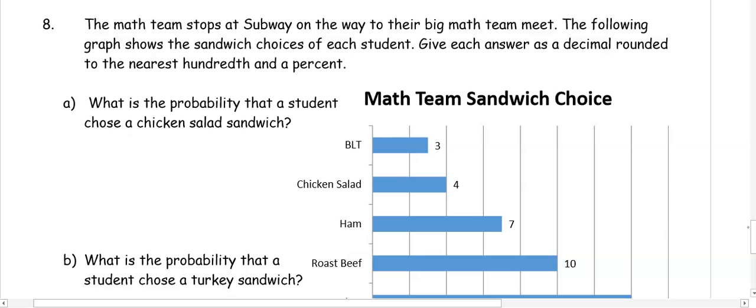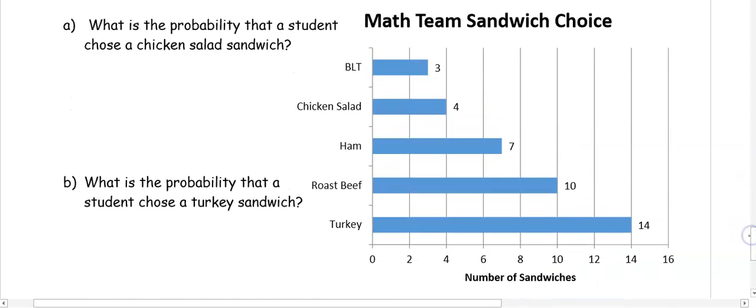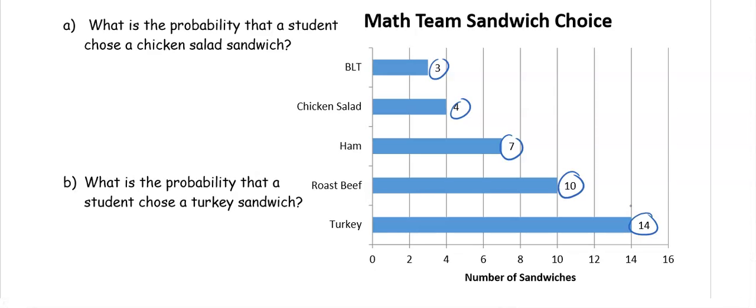For our last problem, the math team stops at Subway on their way to a big math team meet. The following graph shows the sandwich choices of each student. Give the answer as a decimal rounded to the nearest hundredth and as a percent. So if we look at the math team, we have 3, 4, 7, 10, and 14. So we need to add those together to figure out how many total students went to eat at Subway. So we have 3 plus 4 plus 7 plus 10 plus 14. That gets us 38 students.